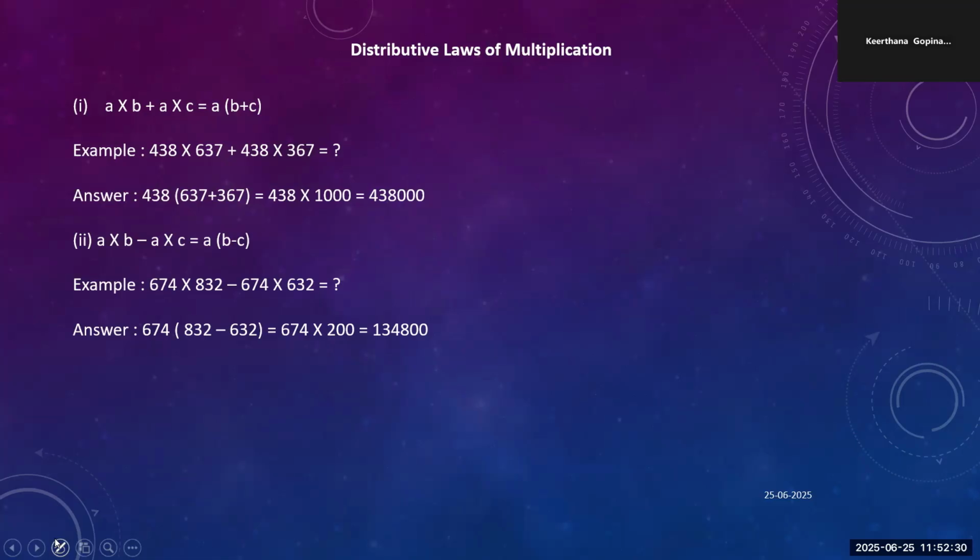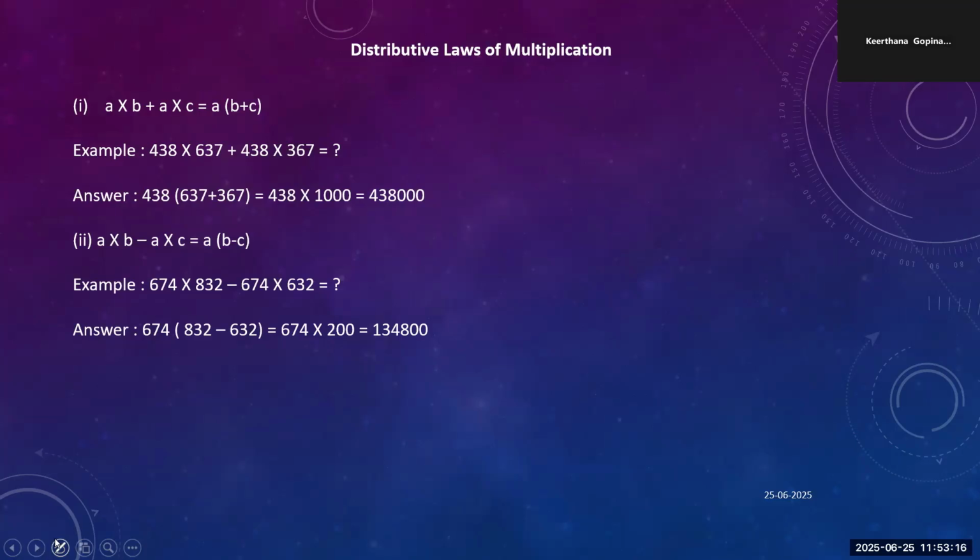438 into 637 plus 438 into 367: 438 is common, right? If there is a common number, then we remove it and add only the two numbers which are not common. So 637 plus 367 is 1000, which gives 438,000. That's it. Similarly, A into B minus A into C equals AB minus AC. This formula you must remember. This is what we have used in the earlier sums.